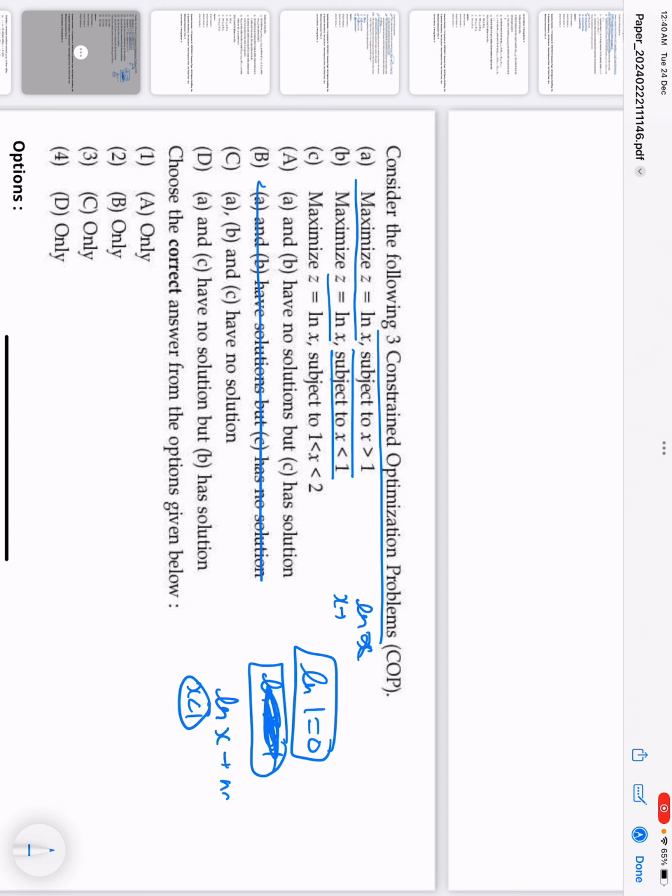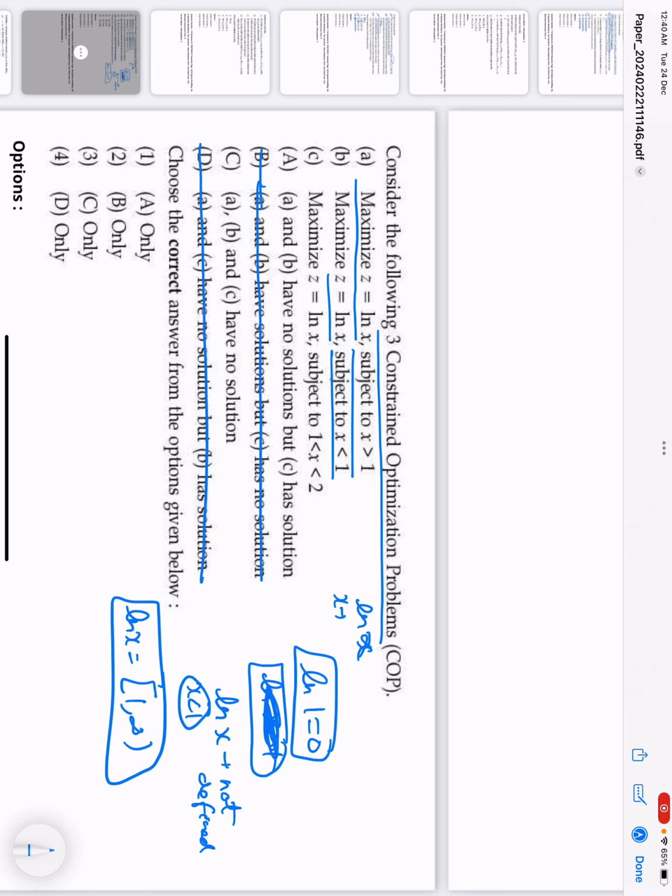Now B part, maximize z equals log x subject to x less than 1. So we know log 1 equals 0. Log x where x is less than 1, this is not even satisfied. No value of x would be there such that x can take less. So this is not defined itself, because the domain of log x is from 1 to infinity. So it cannot be defined for any value less than that, so it would have no solution. So this would also be removed.